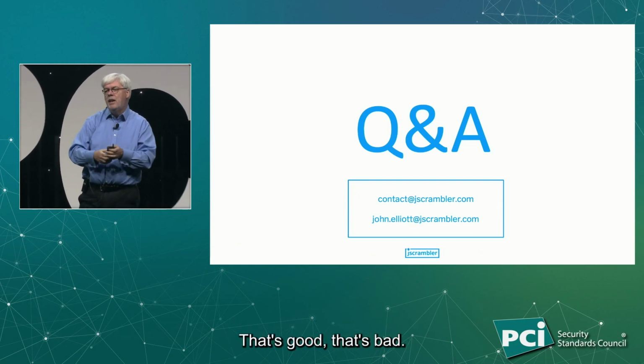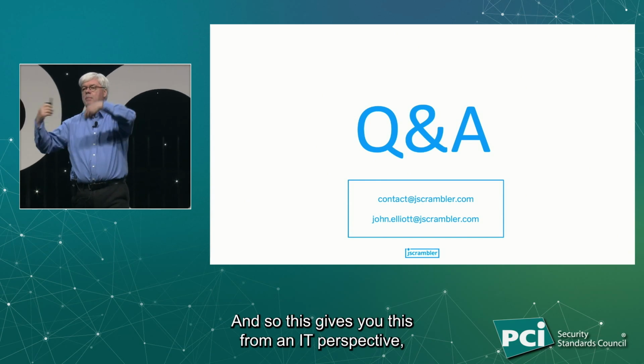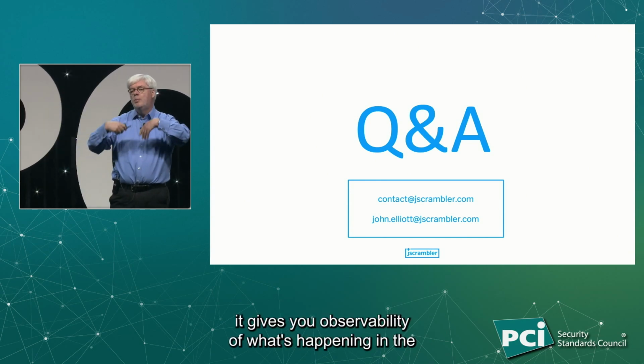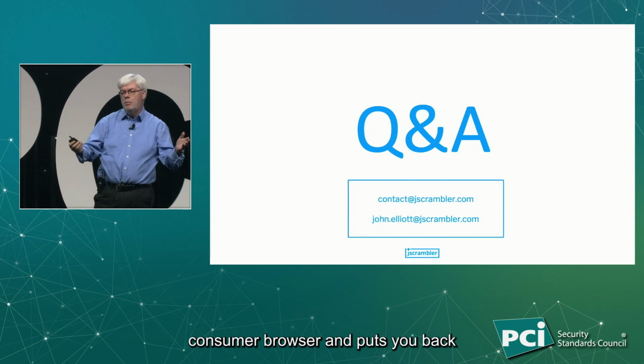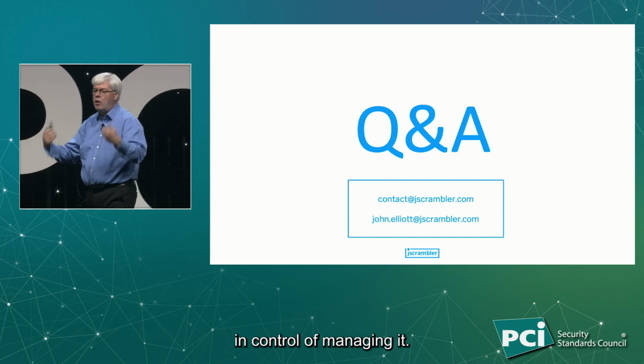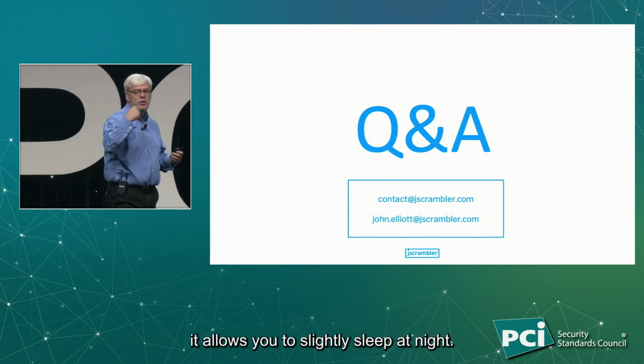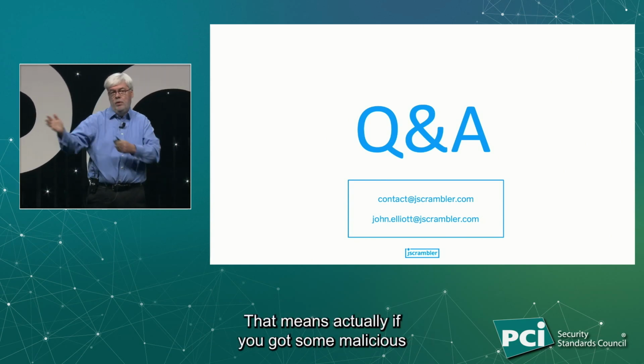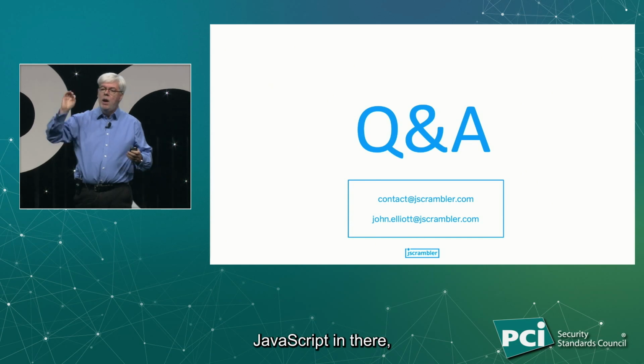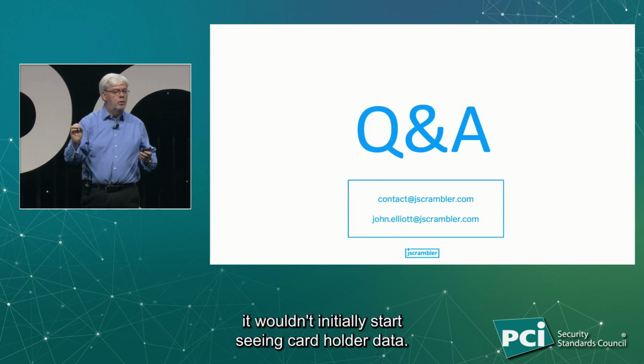That's good, that's bad. And so this gives you, from an IT perspective, observability of what's happening in the consumer browser and puts you back in control of managing it. And because we can have rules in there that block stuff, it allows you to sleep a little better at night. That means if you had some malicious JavaScript in there, it wouldn't initially start stealing cardholder data.